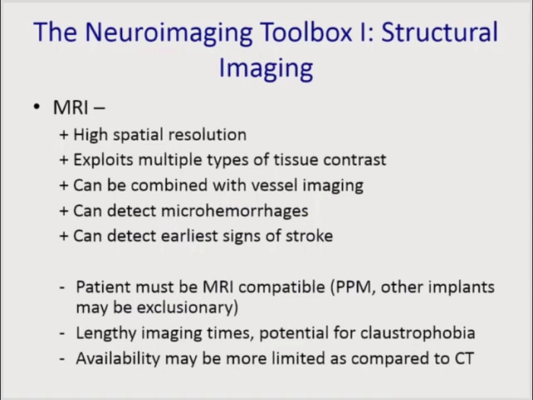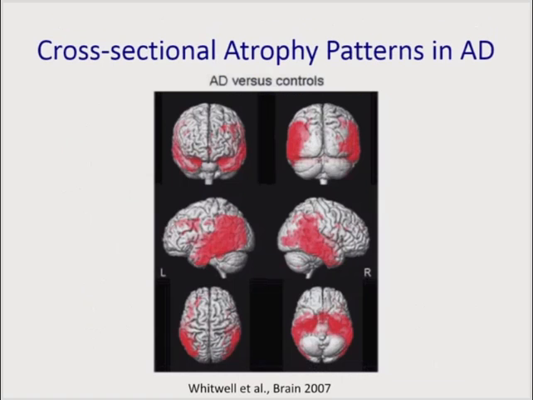Obviously, the patient needs to be MRI compatible in order to do this, and not all patients are, so that can be a disadvantage. Individuals with pacemakers or other implants, at least at the present time, can't get MRIs. The imaging times can be lengthy, and at least for me, this has been a concern, especially in patients with behavioral disturbance or poor memory. Sometimes it can be difficult to explain to them why they're in the scanner for a long period of time. Claustrophobia, especially if anxiety is high at baseline, can be an issue. The availability also is a little bit less, especially in emergency room settings as compared to CT, so that can be a concern as well.